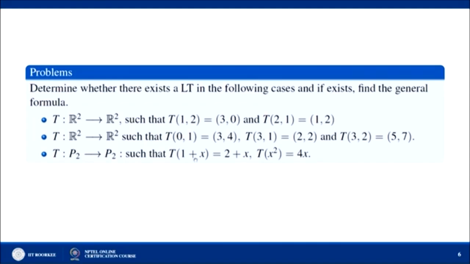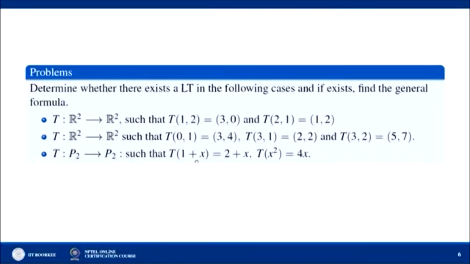But here the conditions are only 2. So this means there exist infinitely many linear transformations from P2 to P2. And if you are interested to find one such linear transformation, then you take a vector independent of these, take any image of it, and then you can find it.